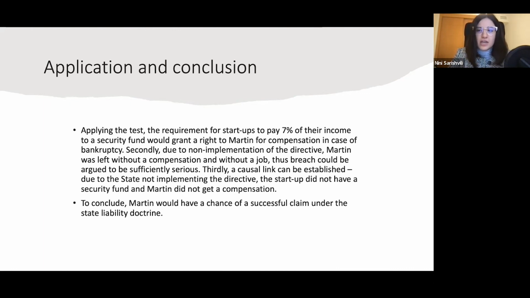As you can see, we did it very clearly and only applied the relevant law step by step and concluded that Martin would most likely have a successful claim under state liability doctrine. And this is the way to get a first class.